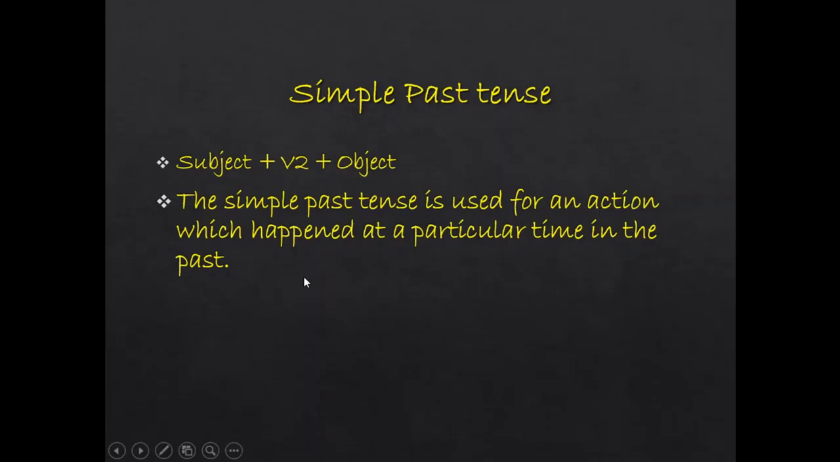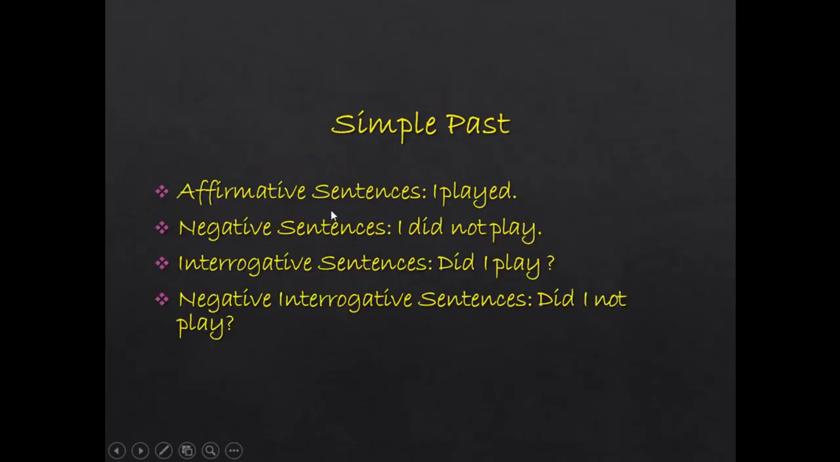How do we write them? In affirmative sentences, we write, I played. Negative sentences, we write, I did not play. How do we write an interrogative sentence? Did I play? And a negative interrogative sentence, did I not play?